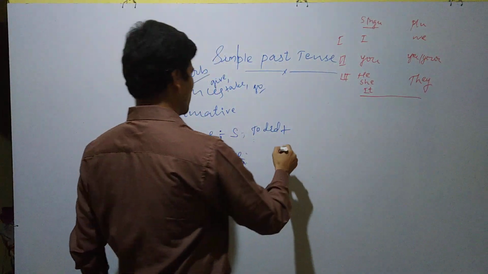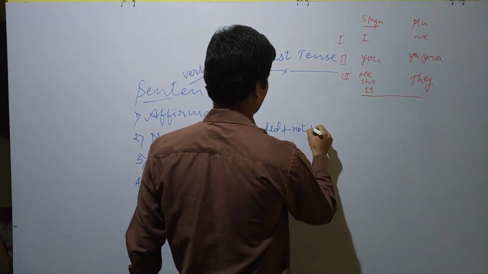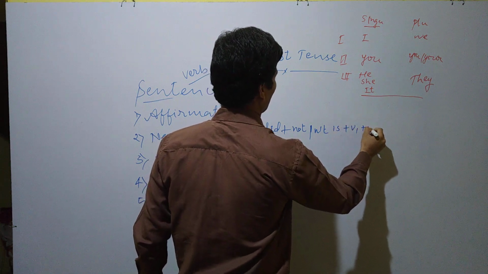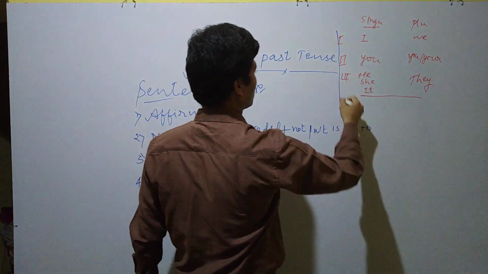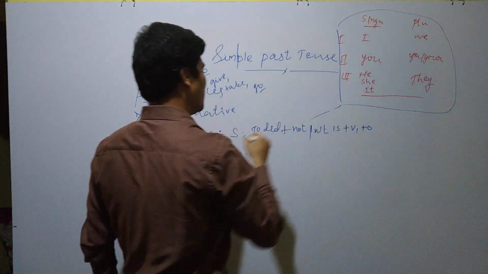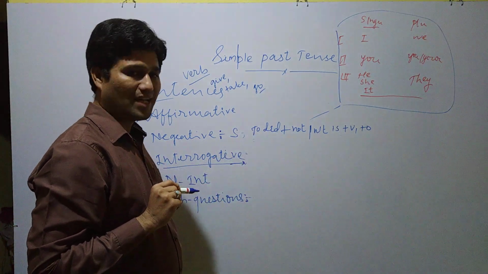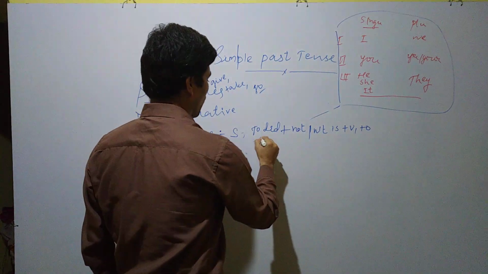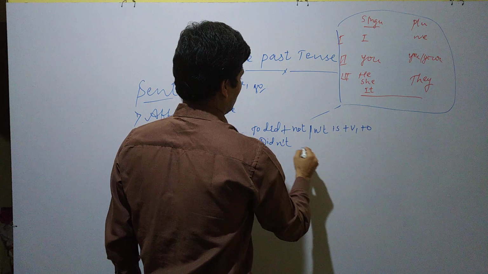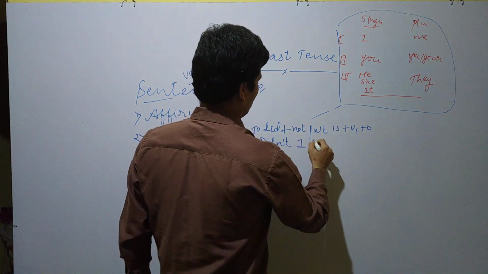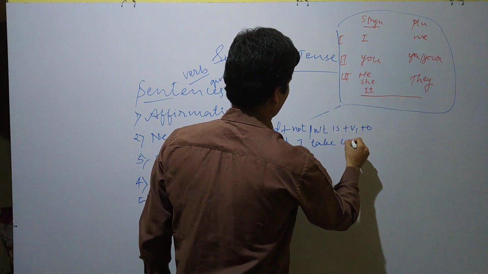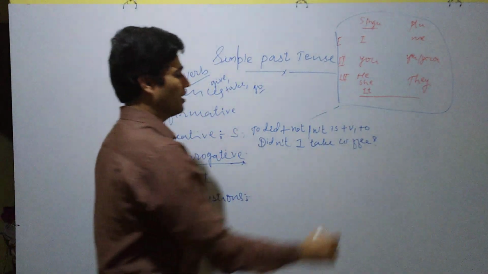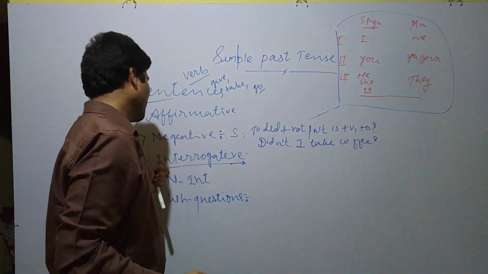So take the did, then you can take your not or negative form. Okay, then we have a subject, then V1, then object. Now let us understand according to this subject, take the help of this subject and arrange these sentences according to that rule for simple past tense. Now did not, or you can take didn't: Didn't I take coffee? That is what exactly our sentence is, and then after that the question mark is required. That is all about negative interrogative.